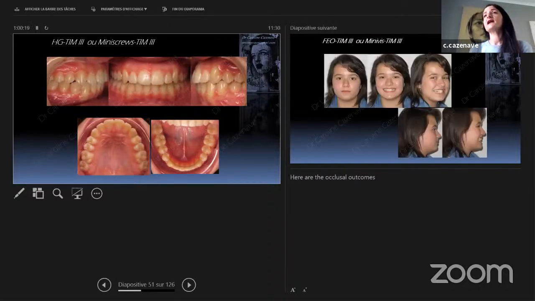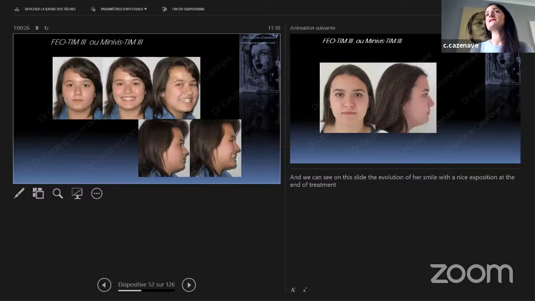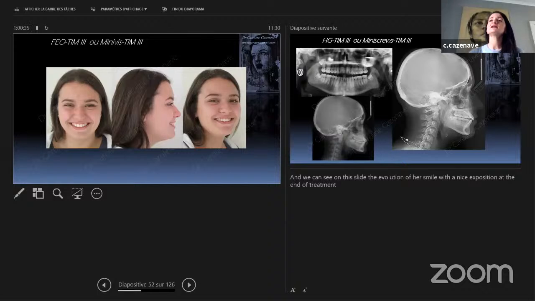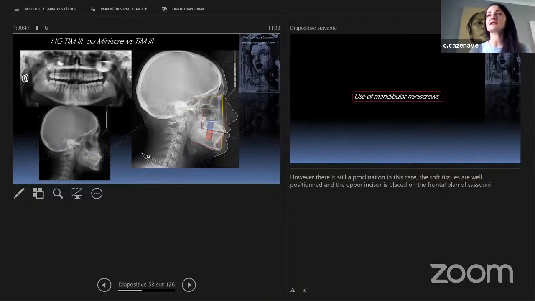So here are the occlusal outcomes with a good class 1 molar relationship. It is a phase at the beginning, and we can see now the evolution of a smile with a nice exposition at the end of the treatment. However, there is still a proconation in this case. The soft tissues are well positioned and the upper incisor is placed on the frontal plane of Sassoni.